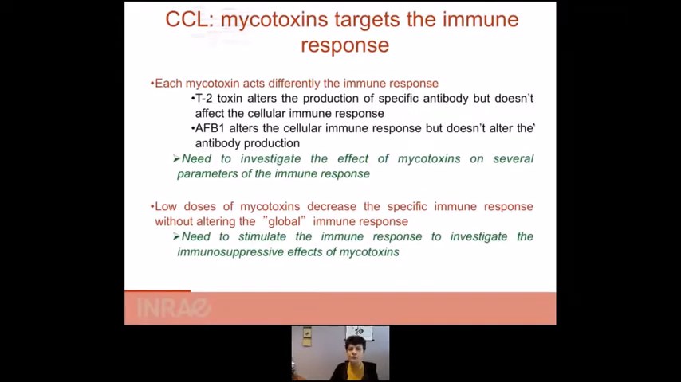So, to conclude on this first part, we've shown that each mycotoxin acts differently on the immune response. T2 toxin alters the specific antibody production, but doesn't alter the cellular immune response, lymphocyte proliferation, and this is the opposite effect for Aflatoxin B1. So we really need to investigate the effect of mycotoxins on several parameters to be able to see what the effects of mycotoxins on the immune response are.